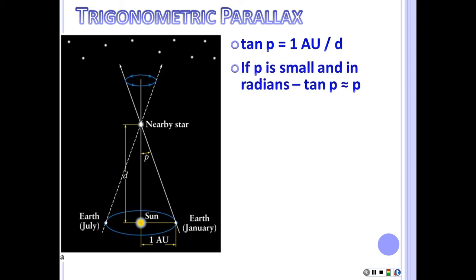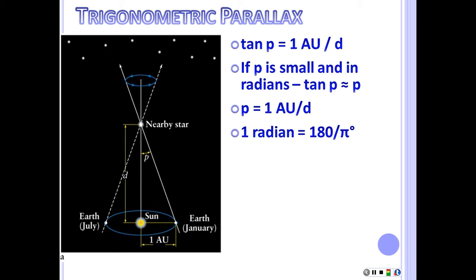Now, if p is very small and we measure it in radians, then tan p is approximately p, so we can just say that p is 1 AU over the distance. So we get the distance in AU, but that's if p is in radians, which is a very big measure if you're working on the sort of angle we're talking about. So we're going to convert this to arc seconds.